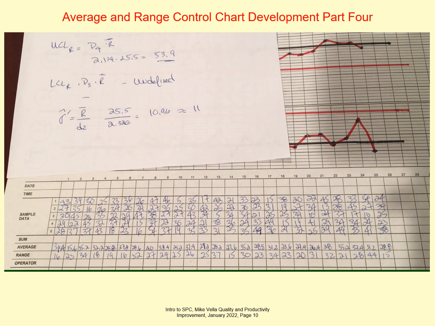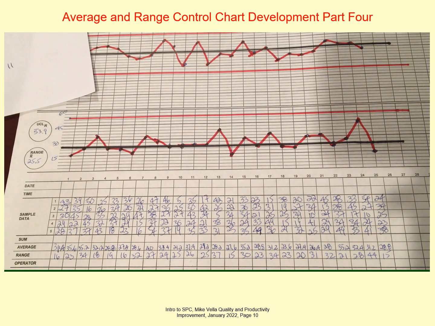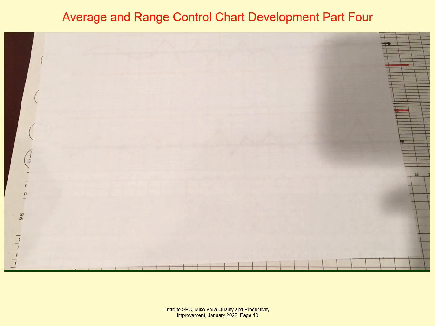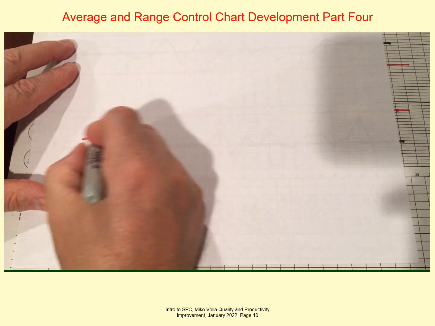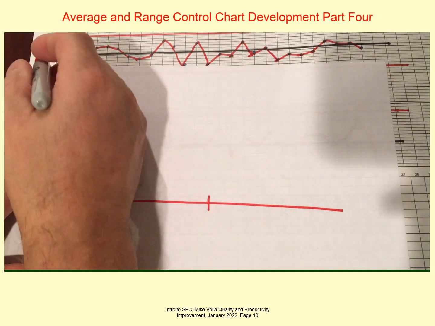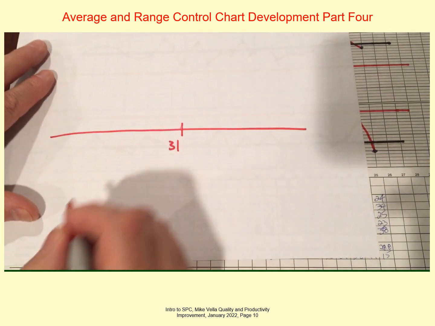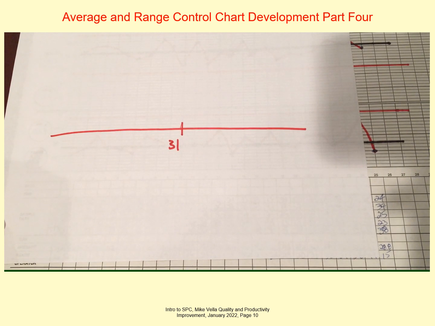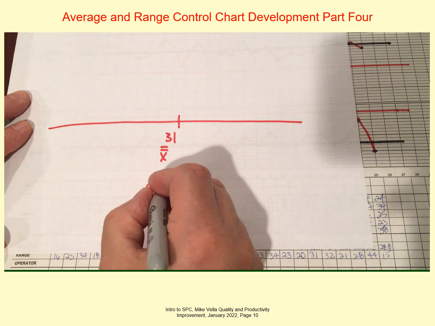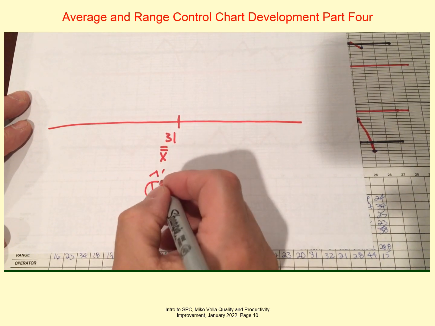So what we're saying by that is that we have a process that is stable, it's in control, that is, it's repeatable, and we think the process has a center roughly at 30.6, we'll call that 31, because that's the X double bar, and it has a standard deviation of roughly 11.